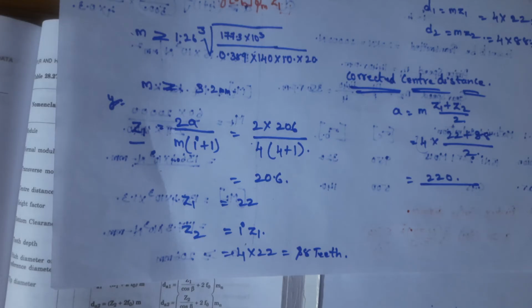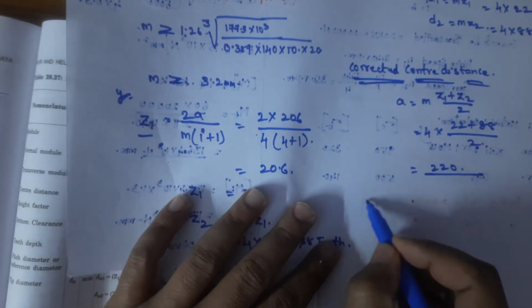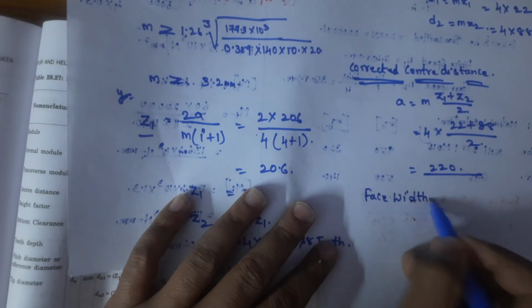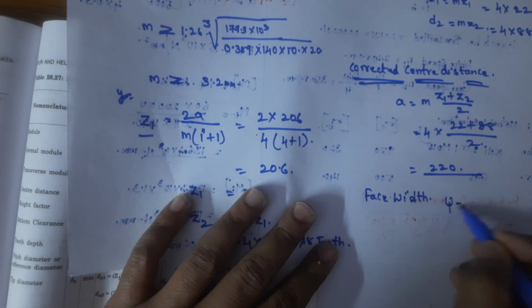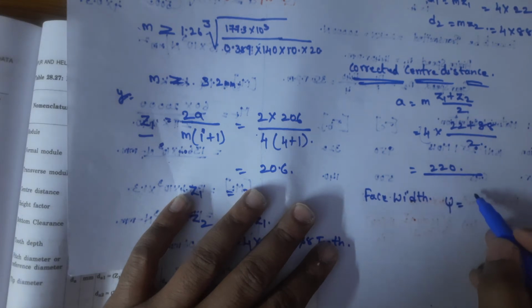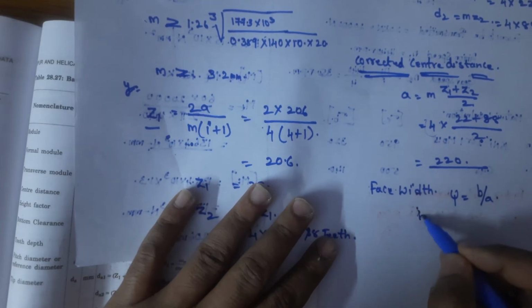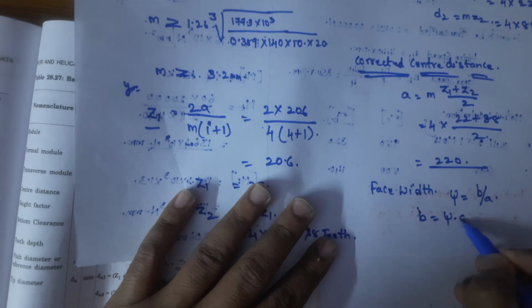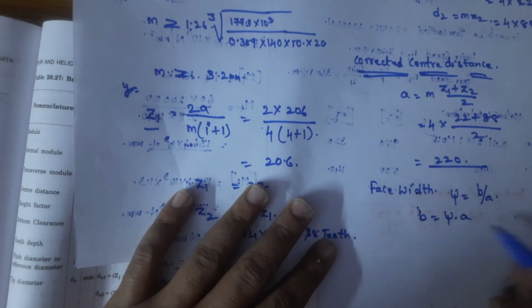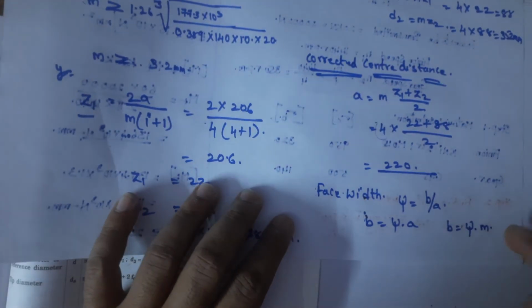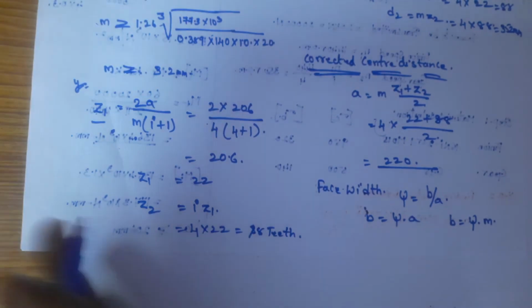Remember that. The next thing we have to do is calculate the face width. Face width can be calculated by the formula psi is equal to b by a, where face width is b. So b is equal to psi into a, and the psi value we have already assumed. Another formula is also there, that is b is equal to psi into m. These are the two formulas we have.